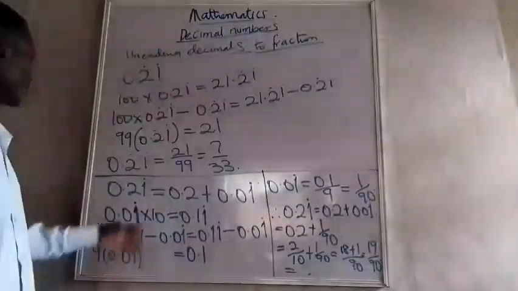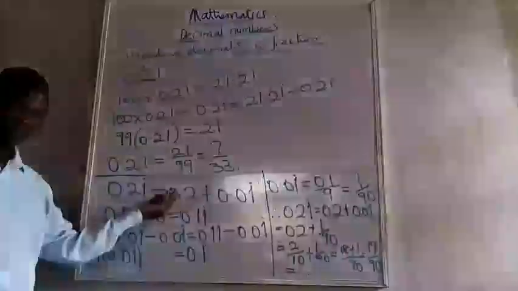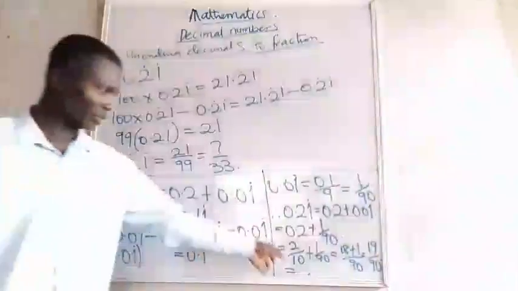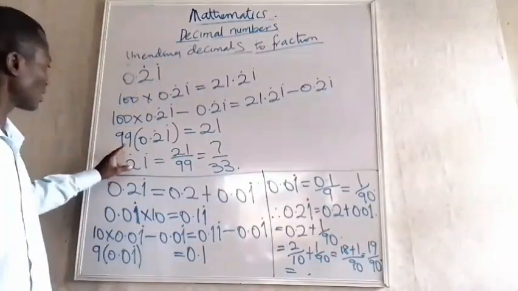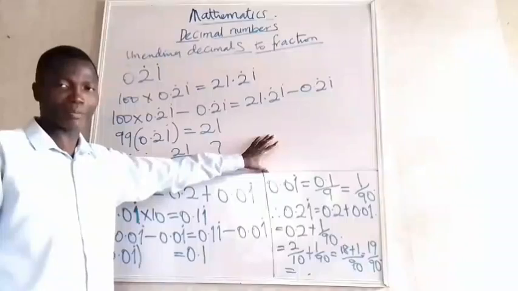And look at the way I did it. For this one, I separated the 0.2 because it's not recurring before I added at the end. For this one, because the 2 is also recurring, I did the 2 together. Please take notes.